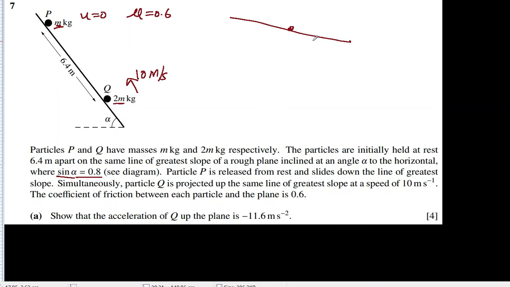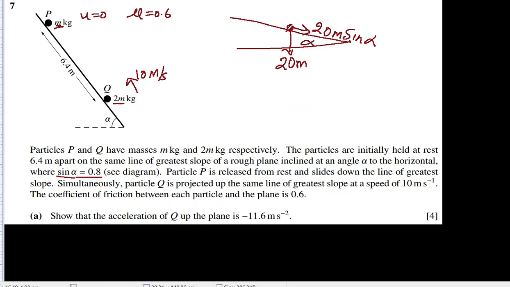So this angle is alpha, and this is the particle. Its mass is 2m. That means its weight will be 2 times 10, 20m. That will be the weight. The component of this weight along the plane will be 20m sine alpha. Please, if you don't know how this component is 20m sine alpha, you can scan my channel and see how this comes out to be sine alpha all the time.